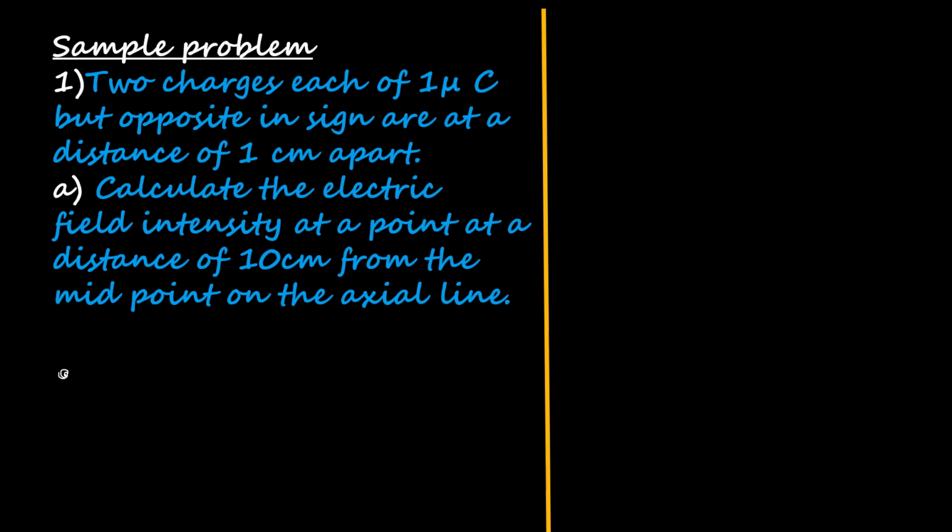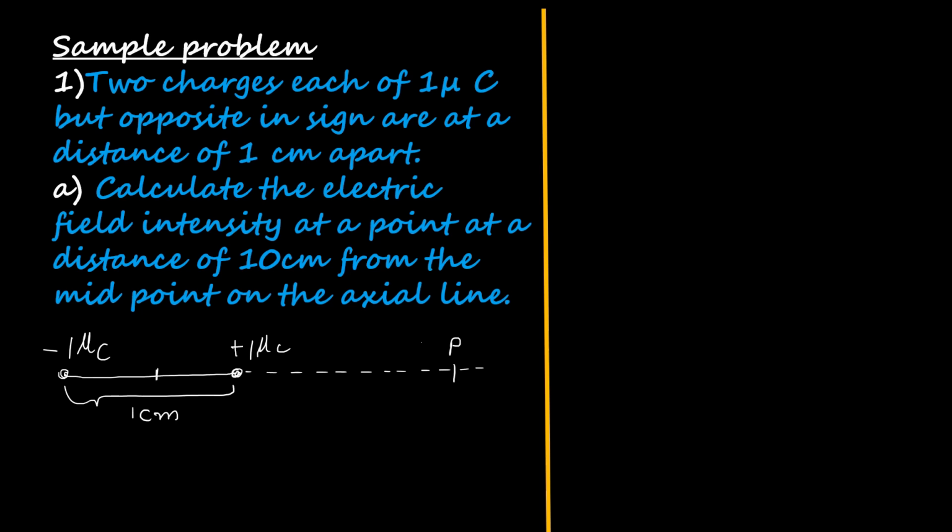Let us make a diagram. This is negative 1 microcoulomb. This is positive 1 microcoulomb. The distance between them is equal to 1 centimeter. This is the axial line and this is point P. This is the midpoint and the distance of point P is 10 centimeters from the midpoint, equal to r. This is equal to 2a.